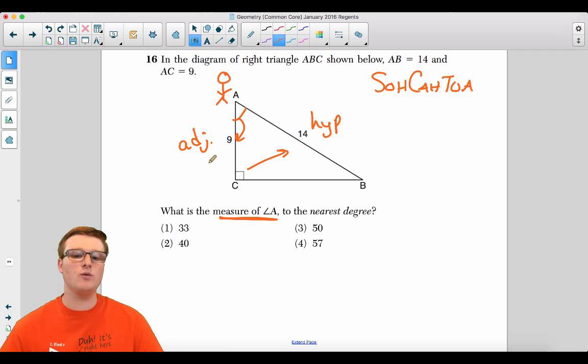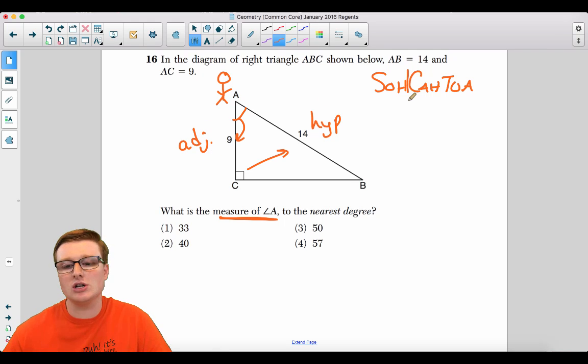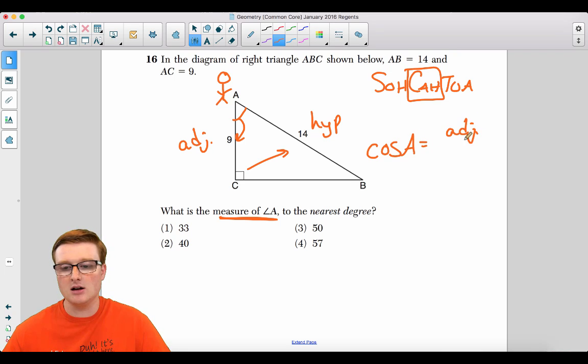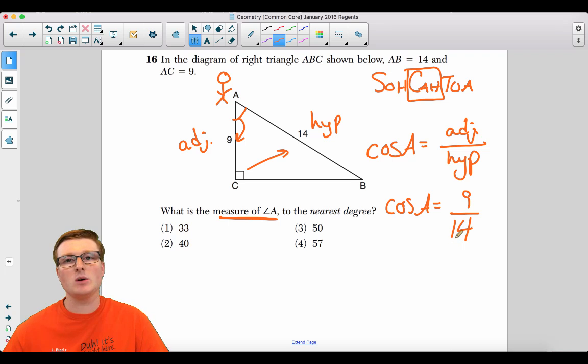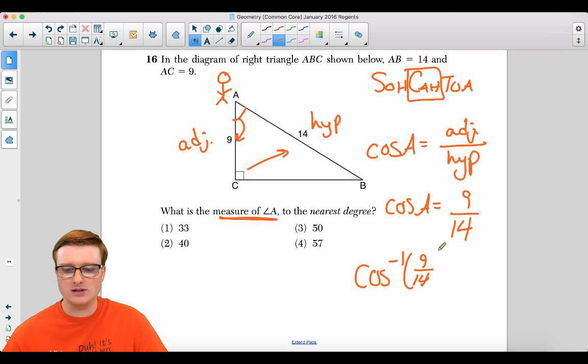So if we have an A and an H, we're using cosine. So we have to take the cosine of angle A is equal to the adjacent over the hypotenuse. So the cosine of A is equal to the adjacent side, which is 9, over the hypotenuse, which is 14. Now, when you're solving for an angle measurement, you have to take the inverse cosine, or cosine of -1, as most people call it. But we have to take the inverse cosine of 9/14.